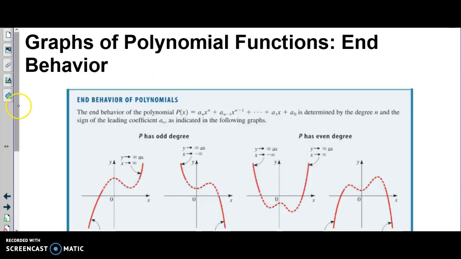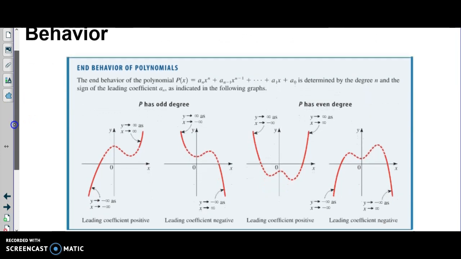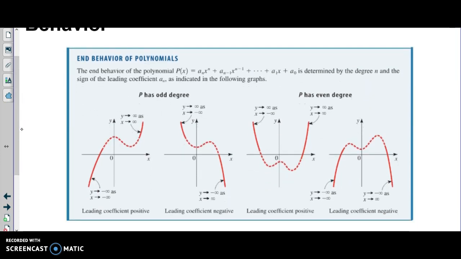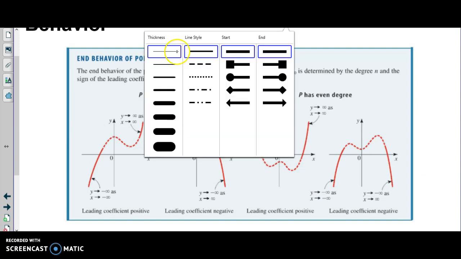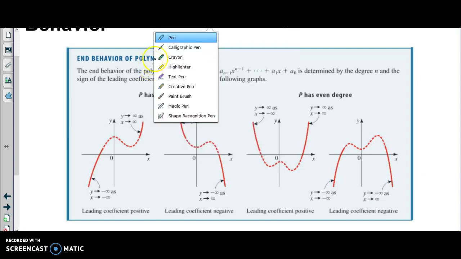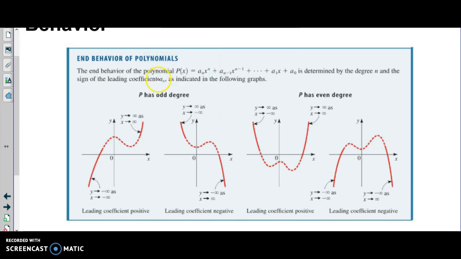Now, graphs of polynomial functions, and we're going to talk about their end behaviors. This is some information from that foldable that I gave you, graphing shapes and end behaviors. The end behaviors of polynomials, which have this same form of p of x, are determined by the degree n and the sign of the leading coefficient a of n. This is very important to how we determine end behaviors. It's indicated here in this image.